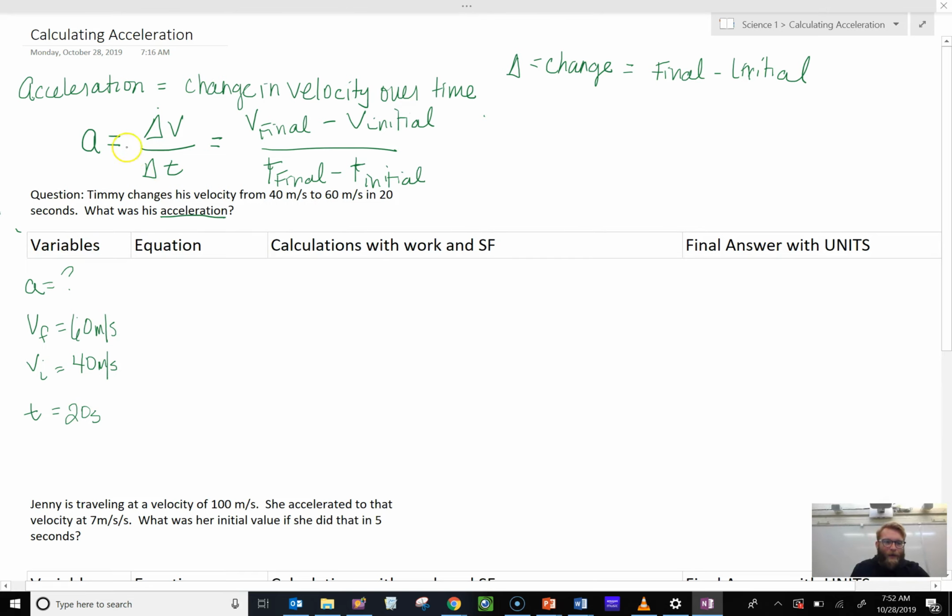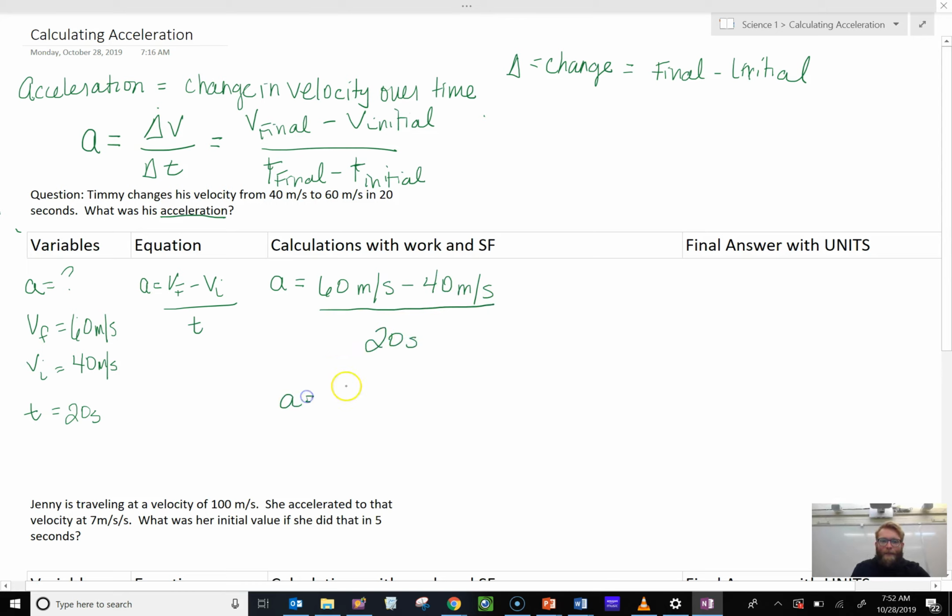So now we need to come up with an equation that helps us solve for A. We know from our basic acceleration equation that acceleration is equal to our final velocity minus our initial velocity, all over our change in time. Okay, great. So we have our equation here. All right, let's start doing the calculations. We know that our acceleration is going to be our final velocity, in this case 60 meters per second, minus our initial velocity, 40 meters per second, and all of that divided by the time it takes us to travel, which is 20 seconds.